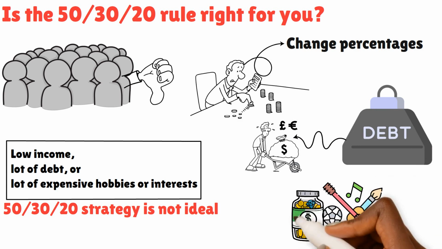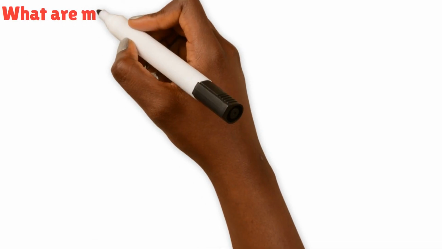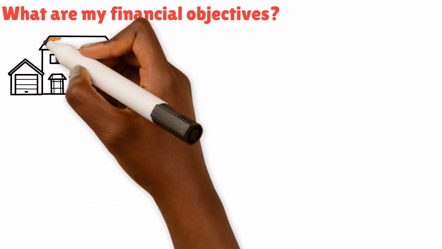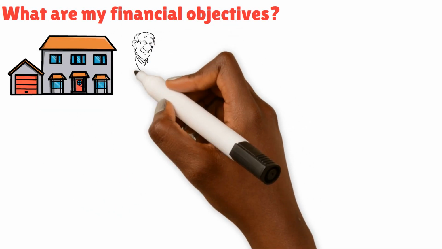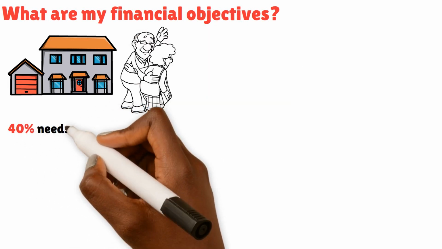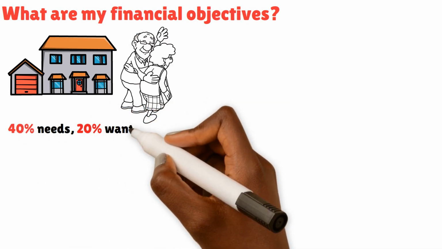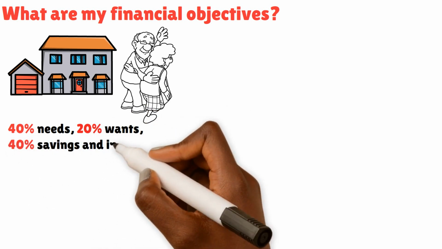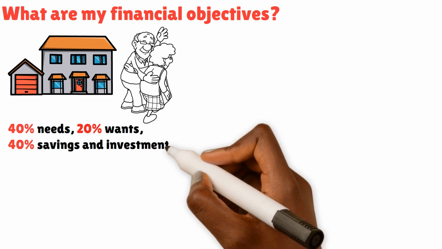Ask yourself, what are my financial objectives? If you're saving for a down payment on a house or retirement, you may need to set aside a larger portion of your salary. But being able to change the percentages of the rule makes it incredibly flexible. Your version of this rule might look more like 40% needs, 20% wants, and 40% savings and investments.